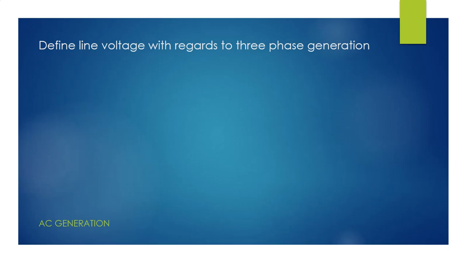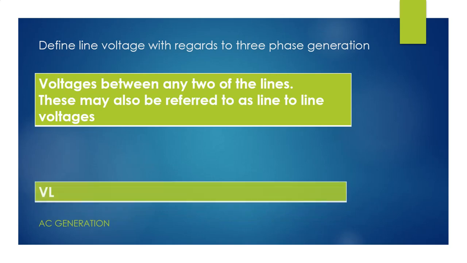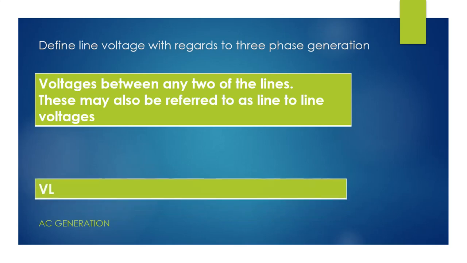Define line voltage with regards to three-phase generation. Voltages between any two of the lines. These may also be referred to as line-to-line voltages, VL.